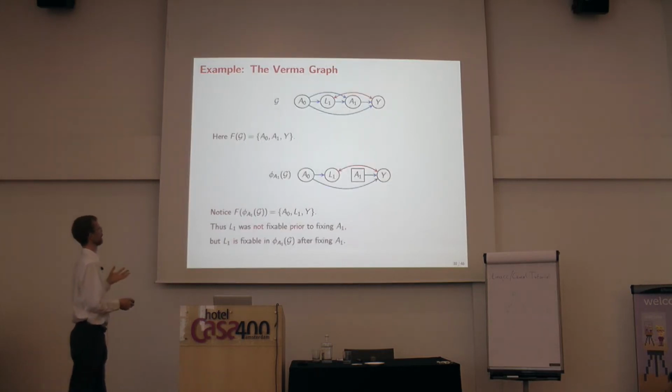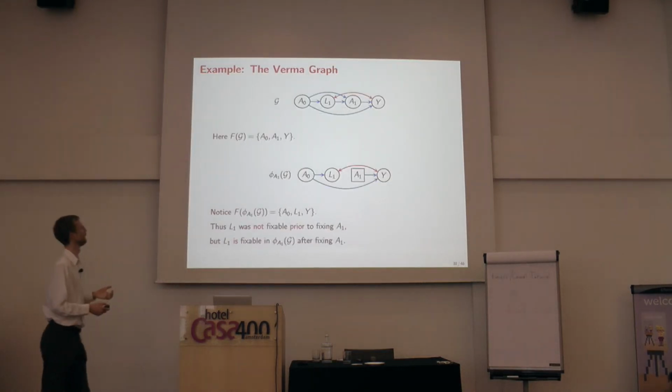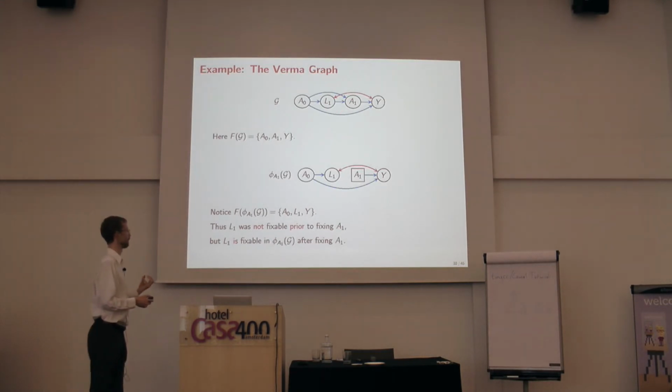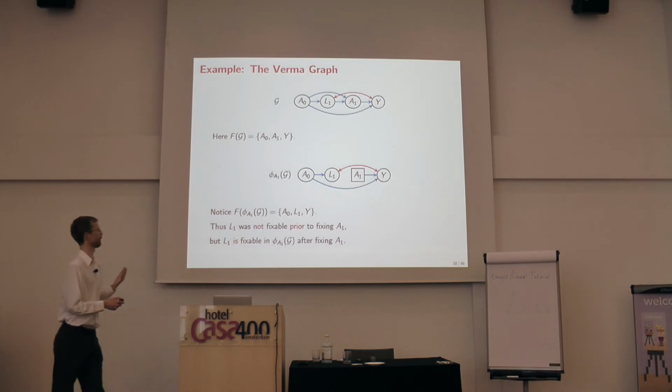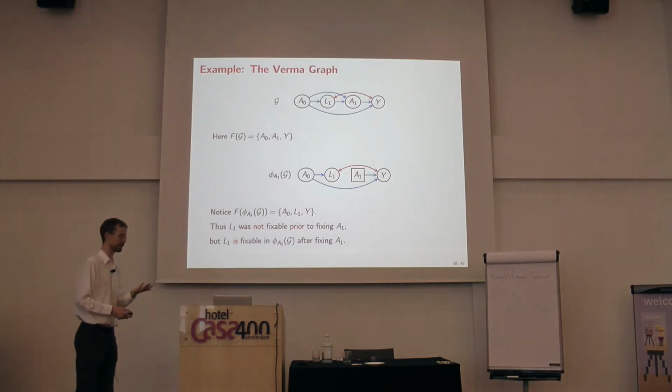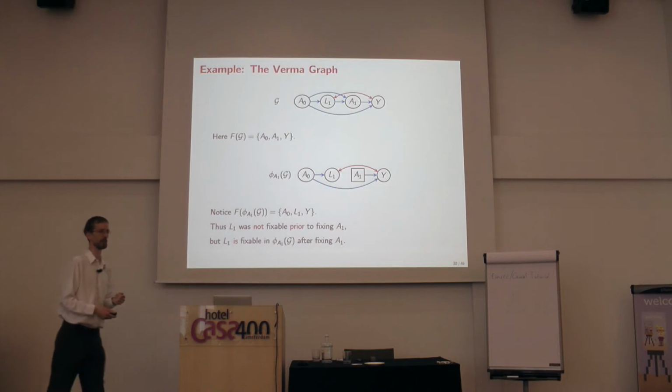If we look at this Verma graph, it's similar. I could fix A0, A1, or Y. If I choose to fix A1, then I get this graph down here. A1 is now in a box, so I cut the edges into A1. Now if I think about which vertices are fixable in this new graph, I see that, as in the previous example, L1 was not previously fixable, but it is now fixable.